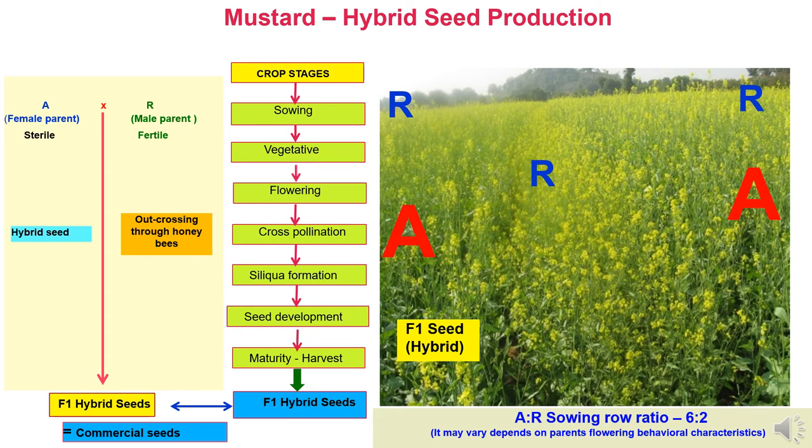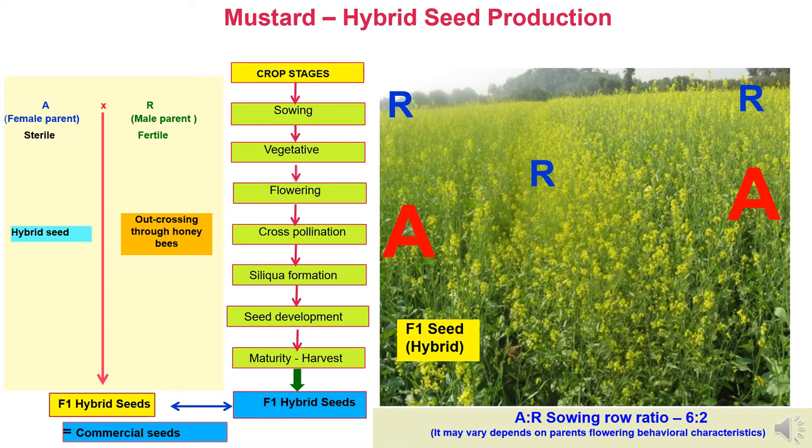Here we have represented mustard hybrid seed production. In case of mustard seed production, also male restorer line R and female sterile line A lines are used. And the row ratio generally followed is 6:2, or it may vary depending upon the floral behavior of both parents. Female is sterile, male is fertile, and the outcrossing takes place through honeybees. In case of mustard, the pollen is bulky and heavy, so movement is a problem. So in this case, we are generally using beehives, and because of the movement of honeybees from male parent to female parent, because of attractive yellow flowers, cross pollination takes place, and it will result in significant improvement in yields.